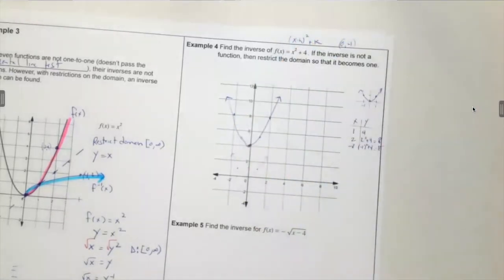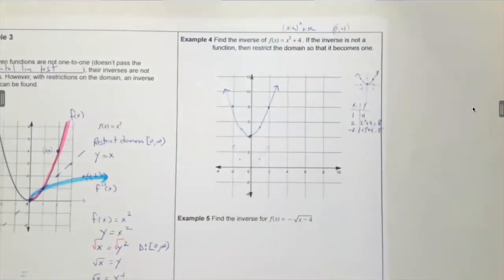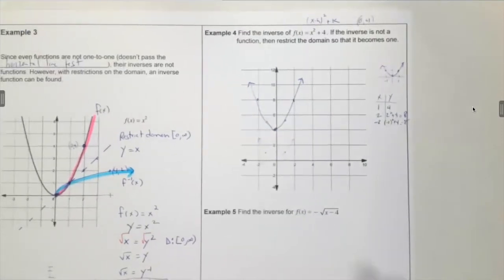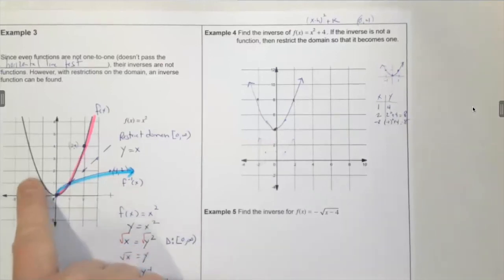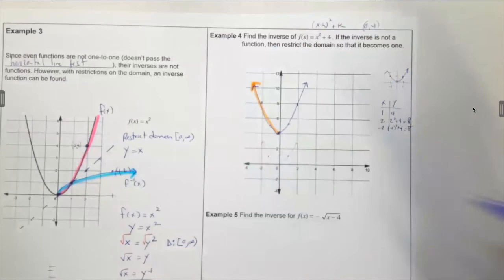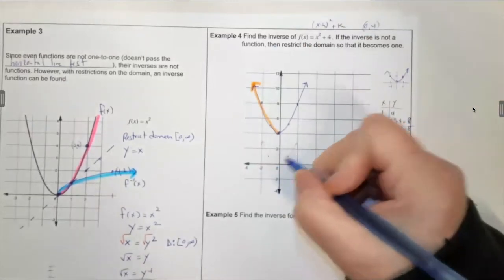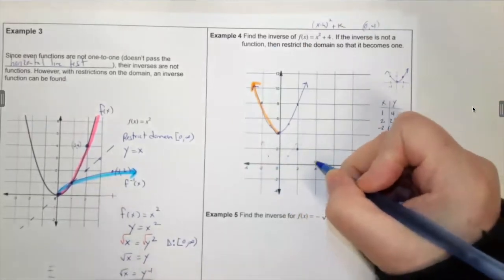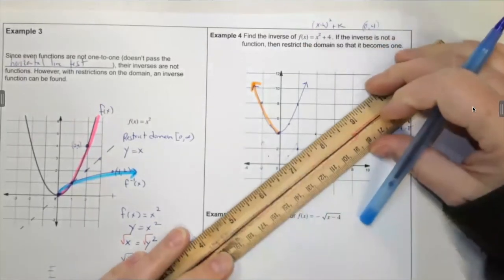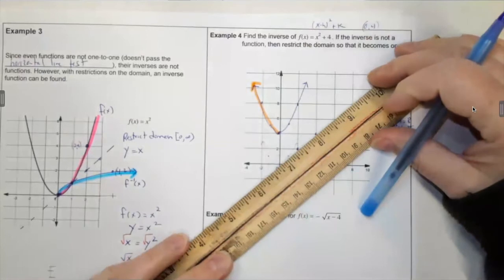Again, this is not going to pass the horizontal line test, so I'm going to restrict it. Now, you don't always have to restrict this side. I could have done this side over here, which is what I'm going to do this time. I'm going to pick the left-hand side of the parabola. We have the y equals x line. When x is 2, y is 2. When x is 4, y is 4. I like to have that guiding line here.